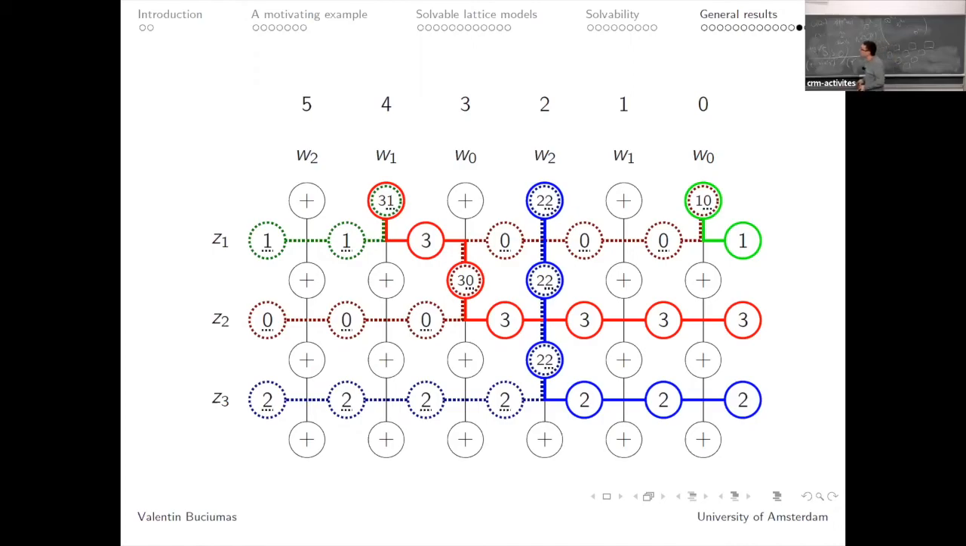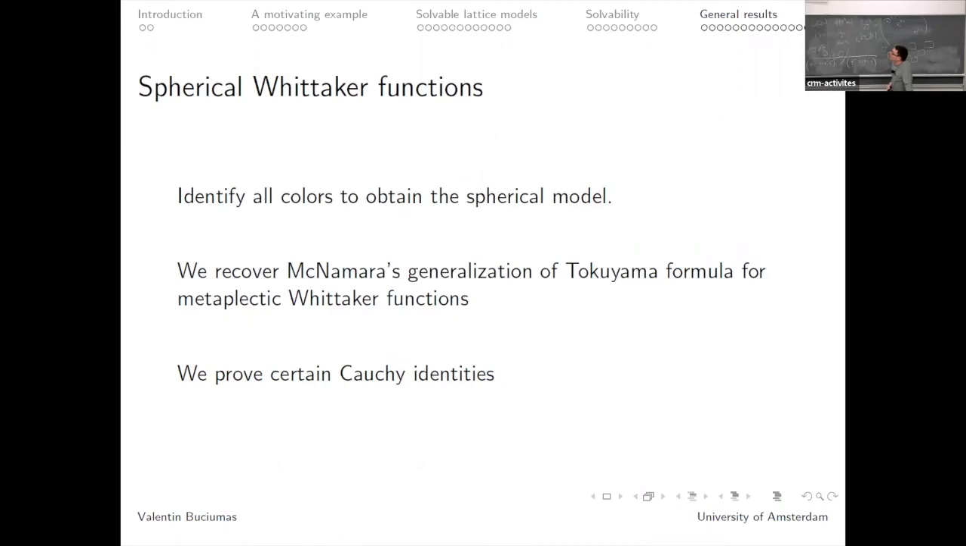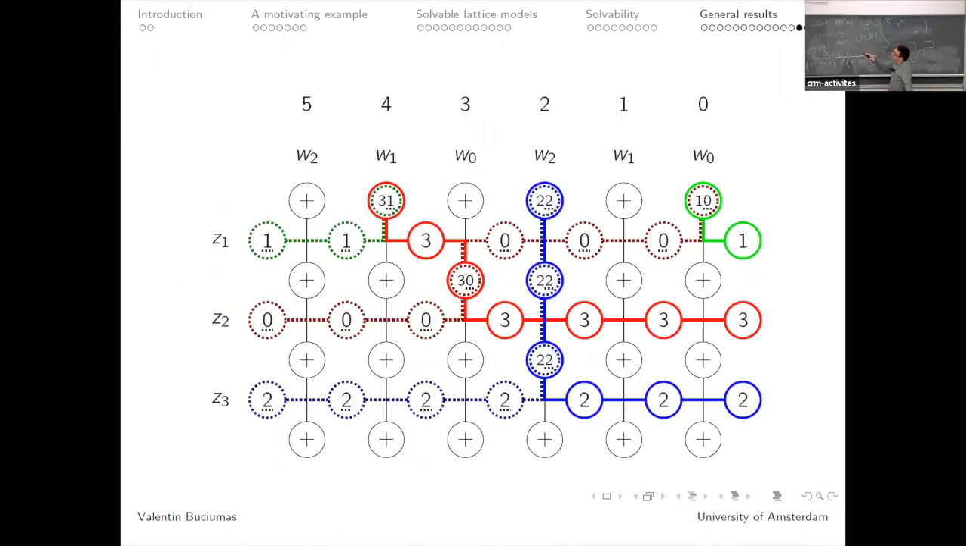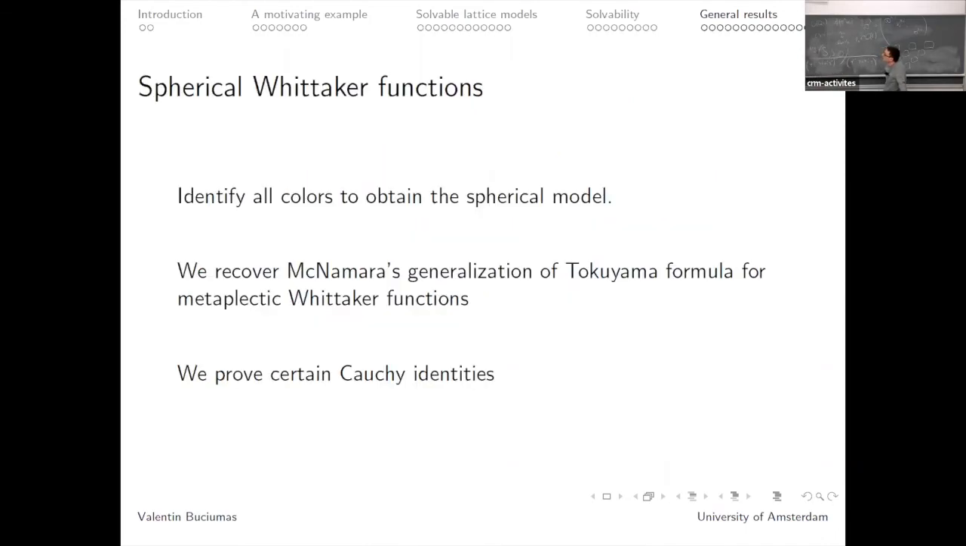Again, there is a combinatorial way to build Boltzmann weights. Now there will be infinitely many Boltzmann weights because you can stack these scalars. Okay, so this is the Iwahori model in the metaplectic setting. The spherical model, you just identify all colors and leave scalars the way they are. This is how you get the spherical model, just like before. We recover some theorems and we prove a few new theorems.